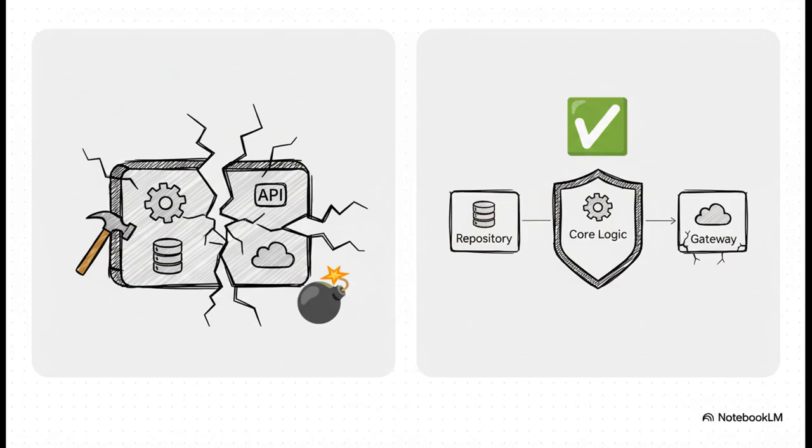But with boundaries, you do it differently. You first define separate contracts, like an order repository interface and a payment gateway interface. That protects your core business logic and makes the whole thing incredibly resilient.